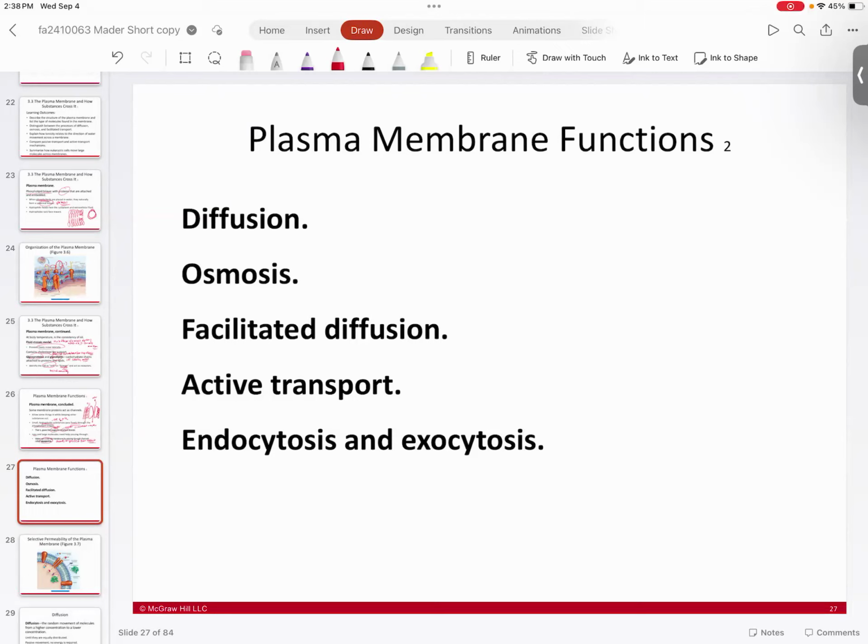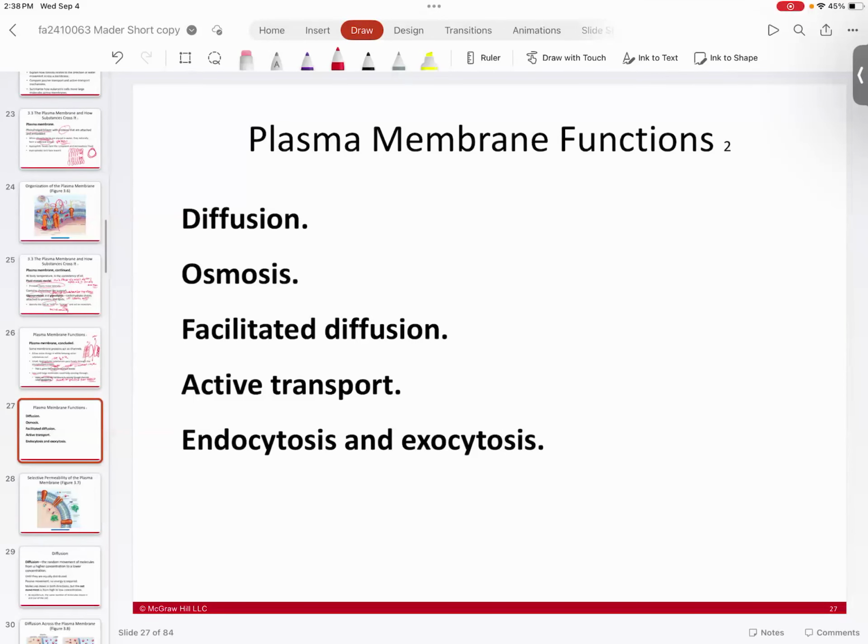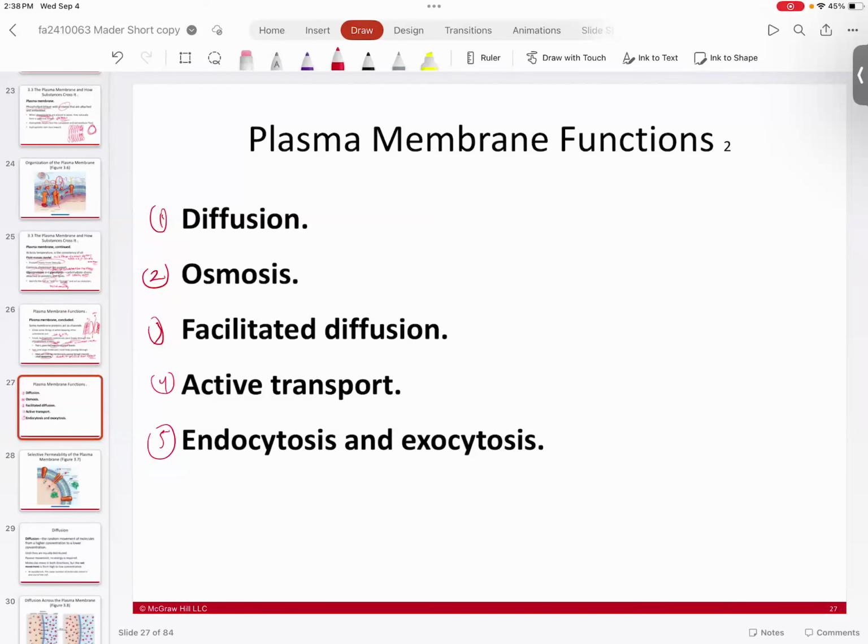Okay. So some of the things that are happening in terms of some of the functions that we see at the membrane, some of the movements. So this is kind of like a table of contents. We're going to talk about each one of these individually. So we have diffusion, osmosis, we have what's called facilitated diffusion, active transport, and then endocytosis, exocytosis. So these are basically different types of transport. This is a transport function of membrane proteins.